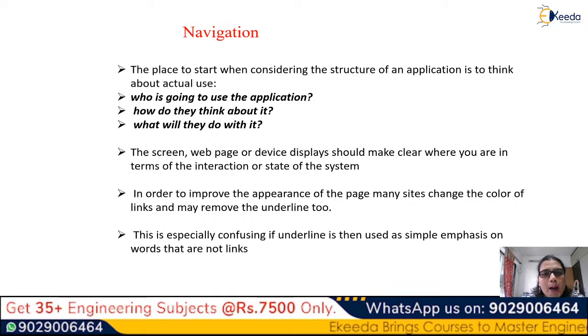So that depends upon the applications of my navigation system or my interactive system, what my system is supposed to do, or what my system is going to do. So the screen, the web page, or the display device should make it clear, in terms of interaction, the state of the system. That means before I start working on my system, I should know the state of the system. Like I said, the button is pressed. Now, what is the action triggered? Like the web page has opened, or the colors have changed, or the image appeared, or the result appeared, and so on.